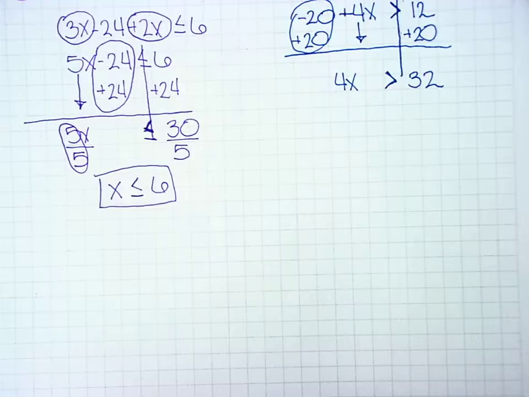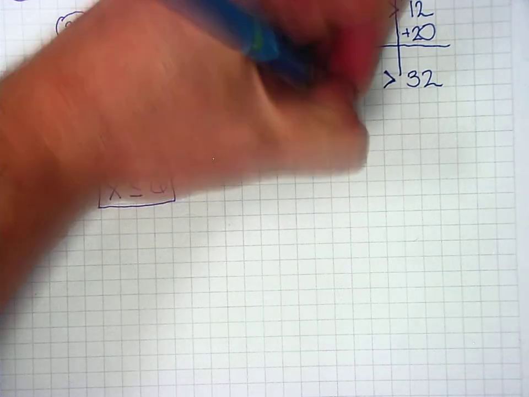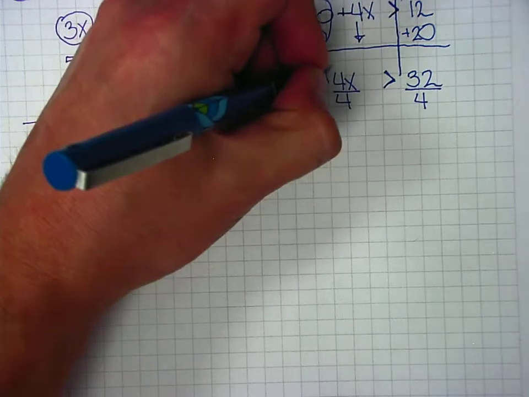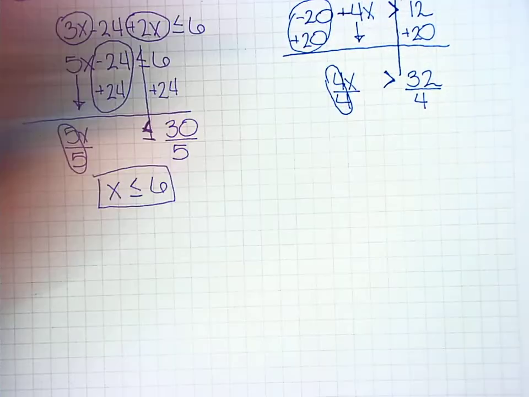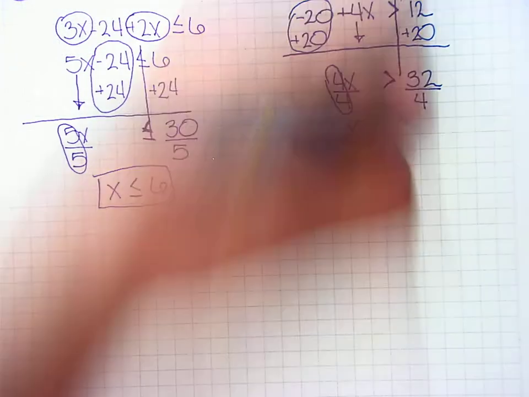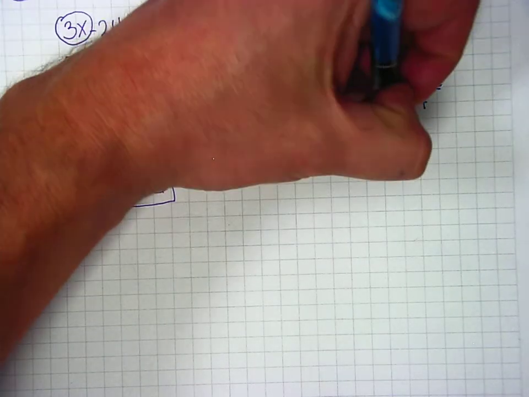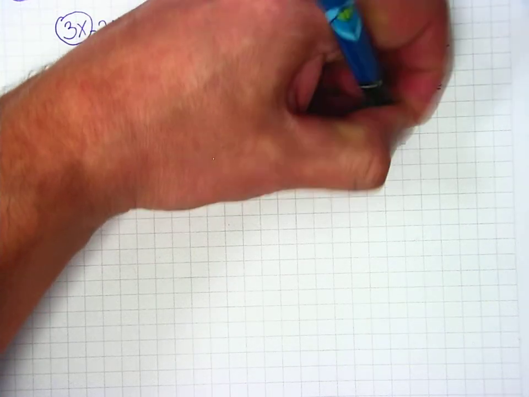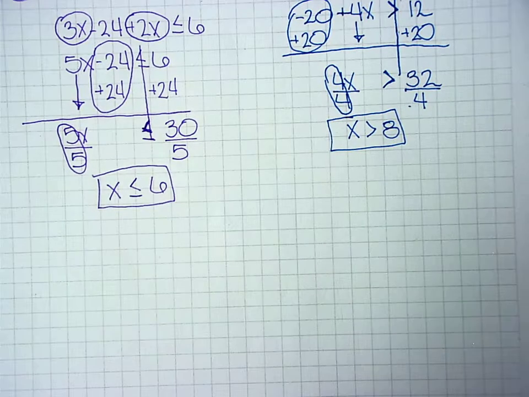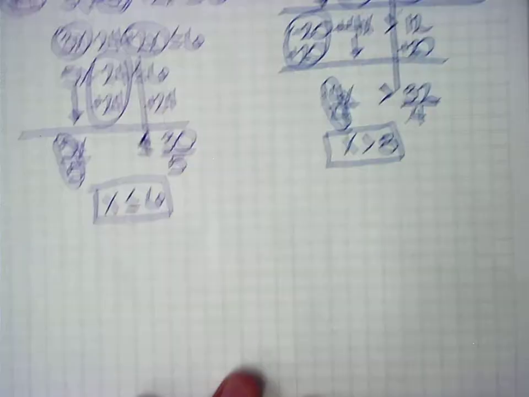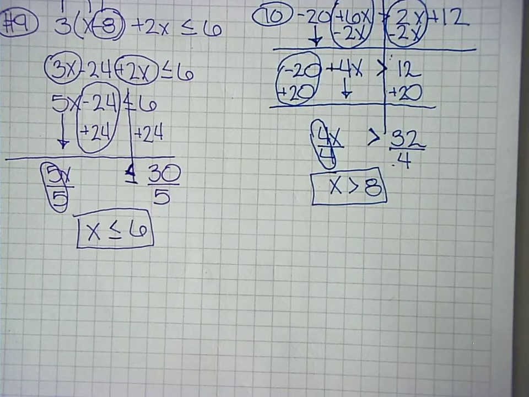Now to isolate x, I divide both sides by a positive 4. And remember, since it's a positive 4, it will not have any effect on the direction of my inequality symbol. So I have a single x greater than 32 divided by 4, which is 8. And that answer, I believe, is also at the very end of our answer document, or answer key there. So there's number 10.